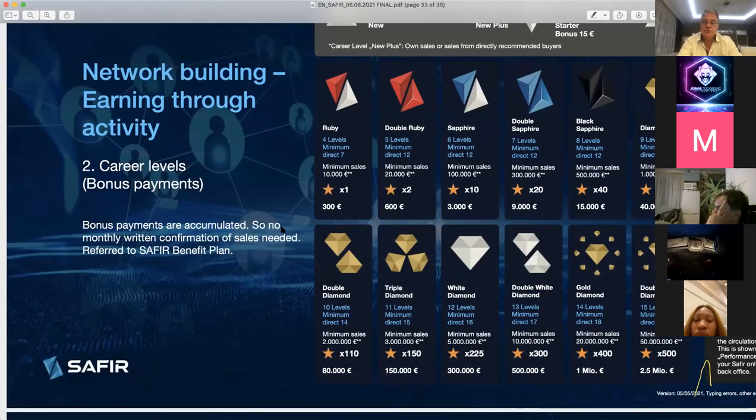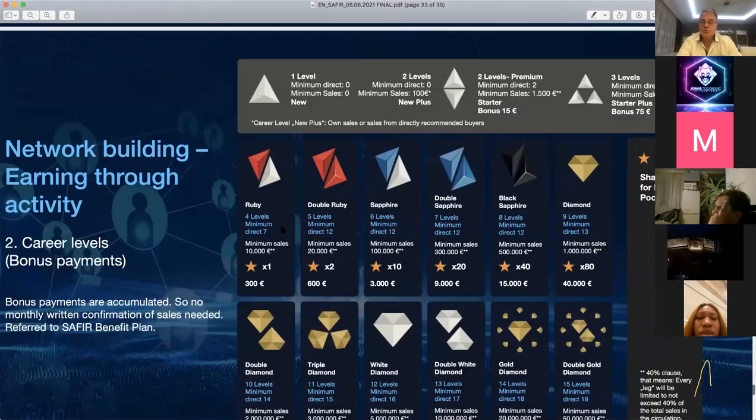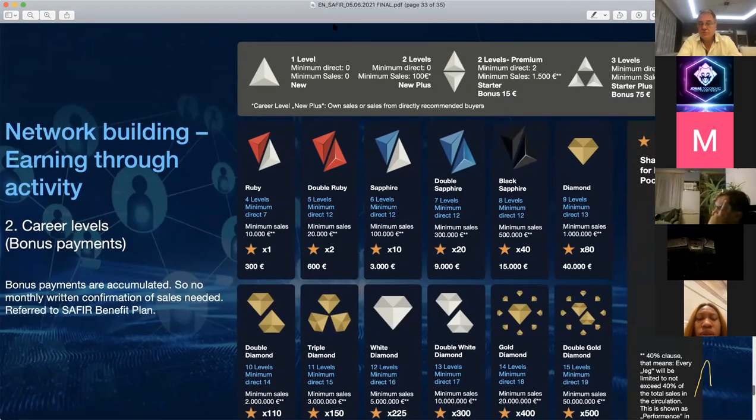So the ranking system is connected to the performance. Everyone starts on level 1. This is where we get 9%. When I have a minimum sales of 100 euro or a personal purchase of 100 euro, I unlock the second level, which means I get paid from the first level 9%, second level 8%.